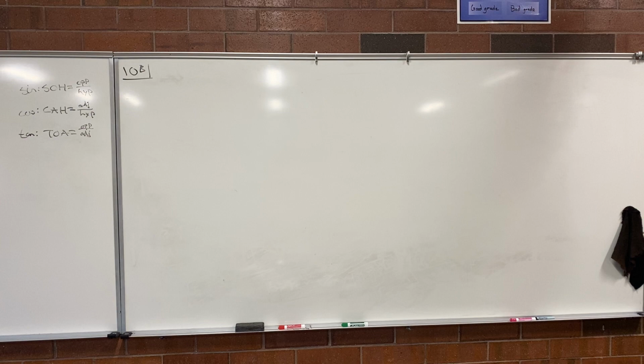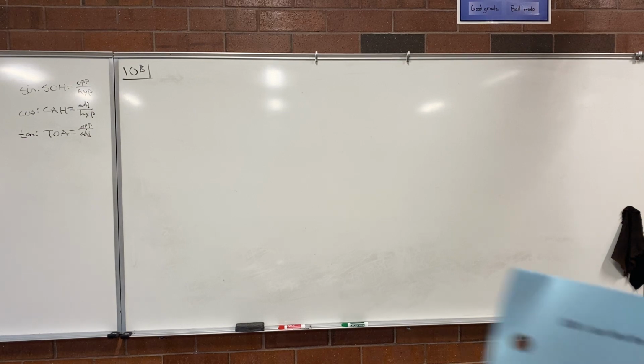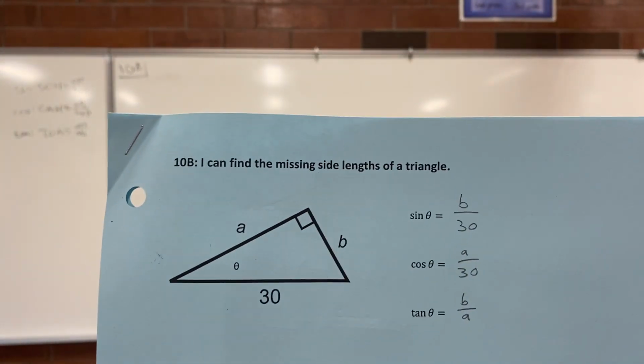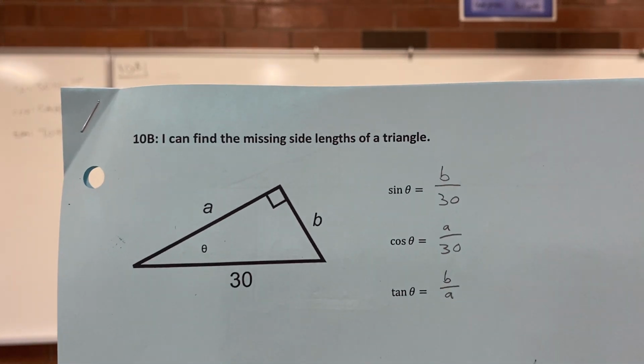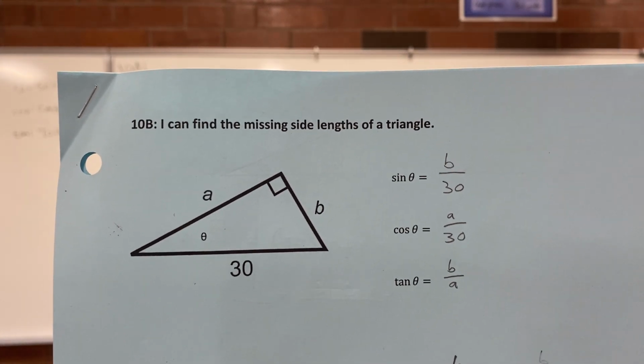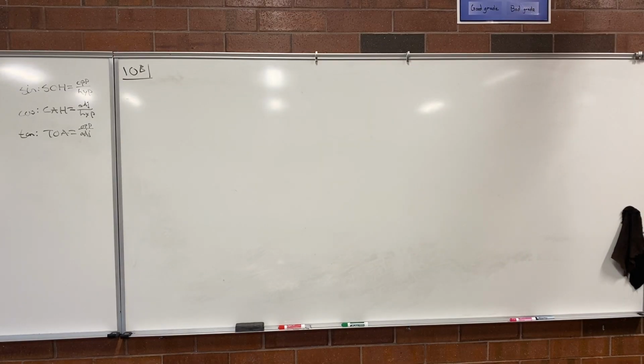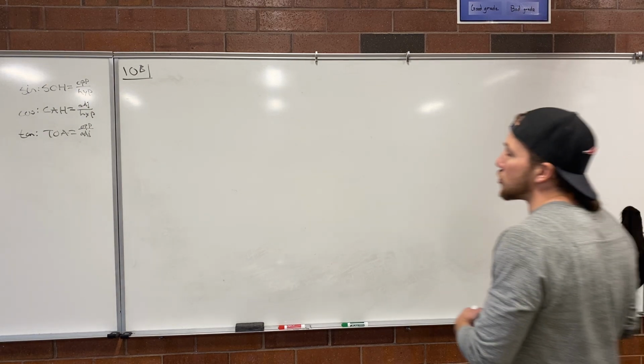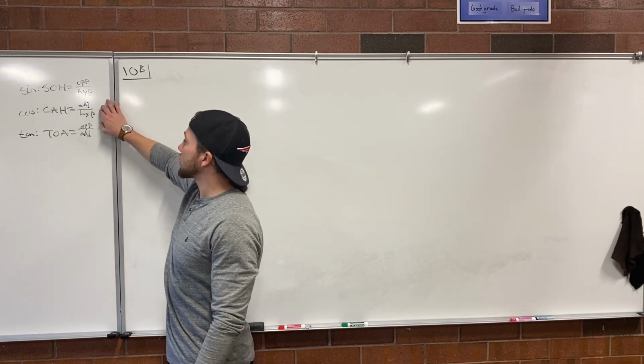We're going to be going over 10B in this video, okay? Unit 10B. What this is about is that I can find missing side lengths of triangles. That's really not it, though. It's missing side lengths of triangles using our trigonometric ratios, okay?